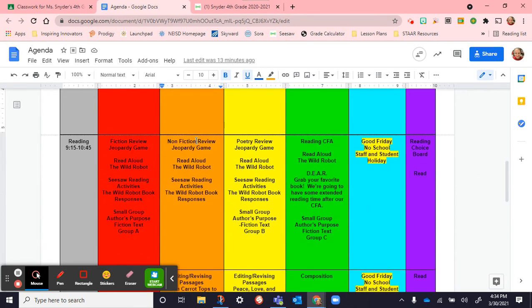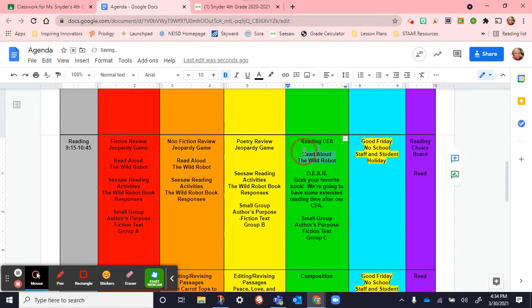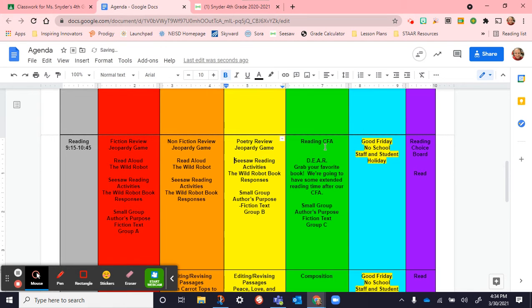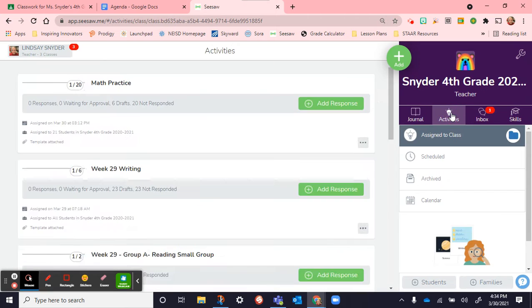In reading today, we played a nonfiction review game. It was a Jeopardy game that we played together, and this time the topics were on nonfiction passages. Then we finished our book. So next week we're going to start Fudgemania. We finished the Wild Robot, so we are all set to do our Wild Robot activities.